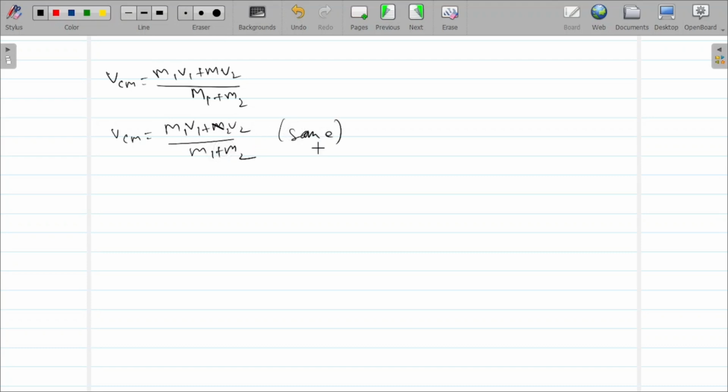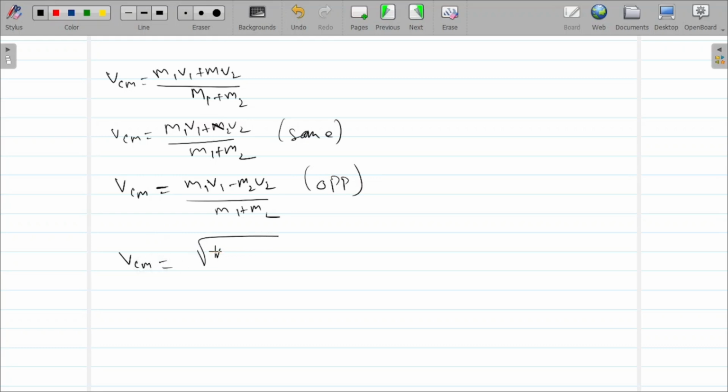Same direction. If it is moving in the opposite direction, then m vcm equals (m1 v1 minus m2 v2) by (m1 plus m2). The direction changes, opposite direction. If both are moving in perpendicular directions, then vcm equals root over (m1 v1 square plus m2 v2 square) by (m1 plus m2). This is for perpendicular direction. Okay, so these are the formulas regarding velocity.